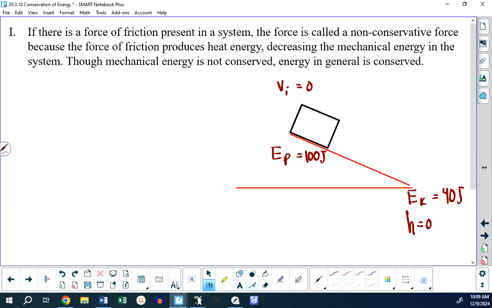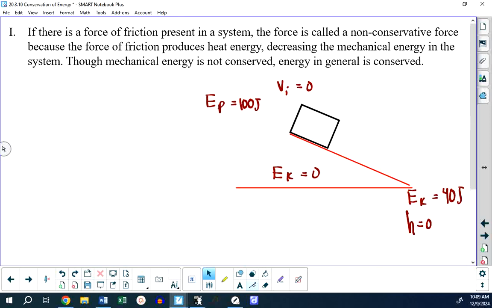What's its kinetic energy at the top? 0, right? So EK here at the top is 0. Let me move these over here. And what is EP here? EP here is 0. What's the mechanical energy at the top? Well, 100 joules. What's the mechanical at the bottom? 40 joules. Yes? Is mechanical energy conserved?